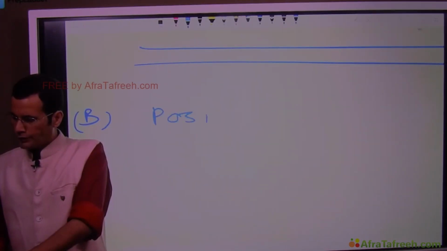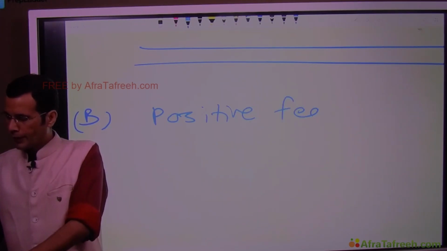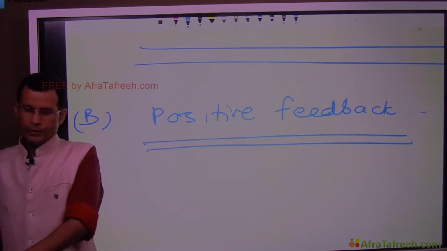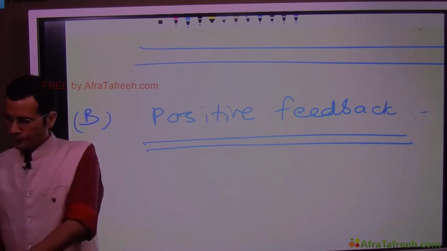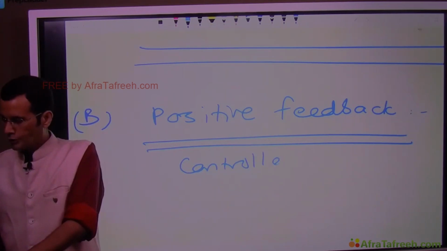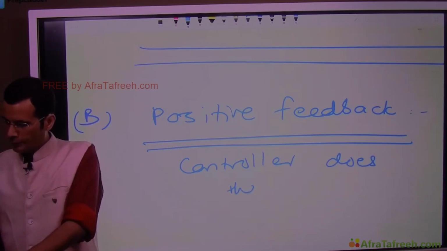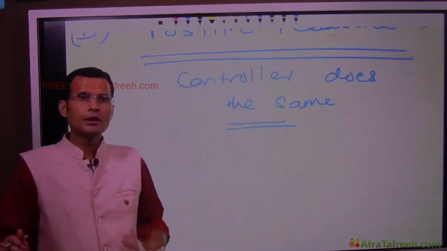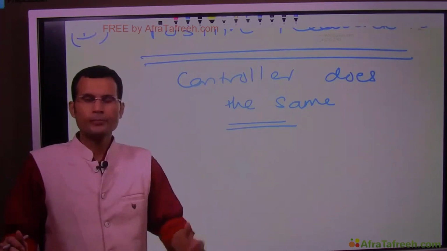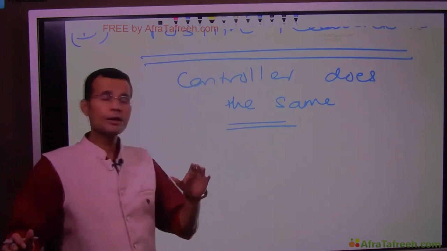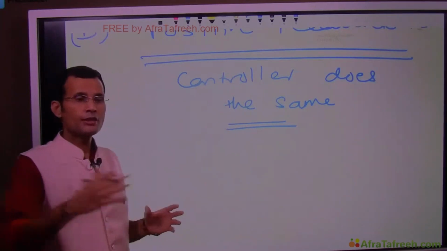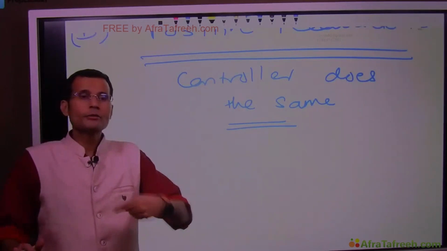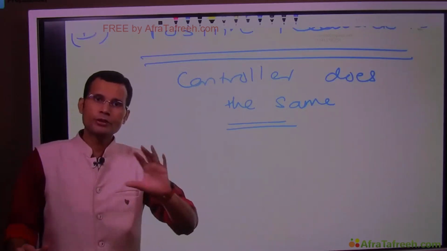Finally, let's also try to understand the other mechanism, positive feedback mechanism. Positive feedback means the controller does the same. Means if a change has happened, controller will act in the same direction. Remember, in negative feedback, controller does the opposite. Means a change has happened, controller brings it back to its original value. In this, controller will perform the action in the same direction of the change.